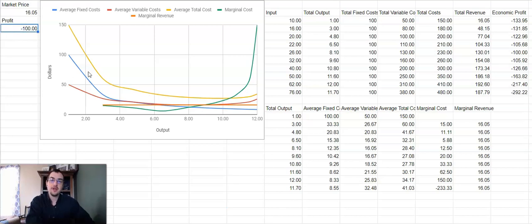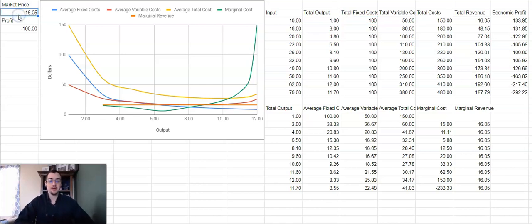Well, if we look over here, our profit is negative 100, which is exactly equal to our total fixed costs. Why is that? It's because we're receiving $16.05, and our average variable cost is $16.05. We're spending all of our money just paying off all of our variable costs, and we're still having to incur a loss of all of our fixed costs.